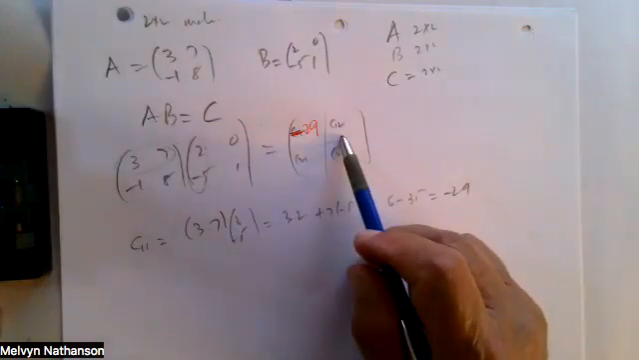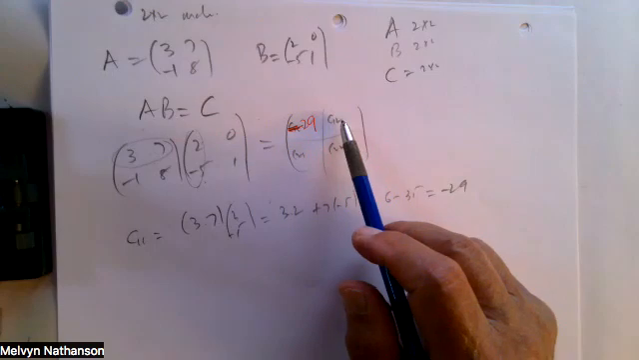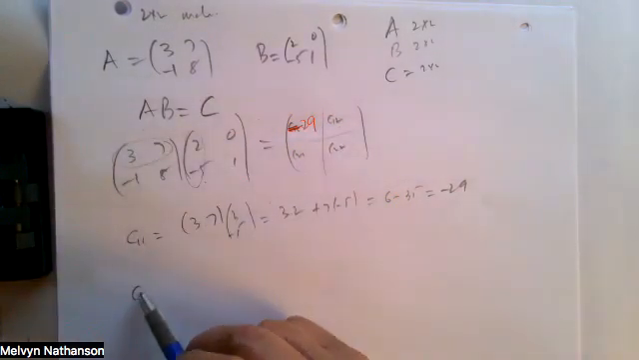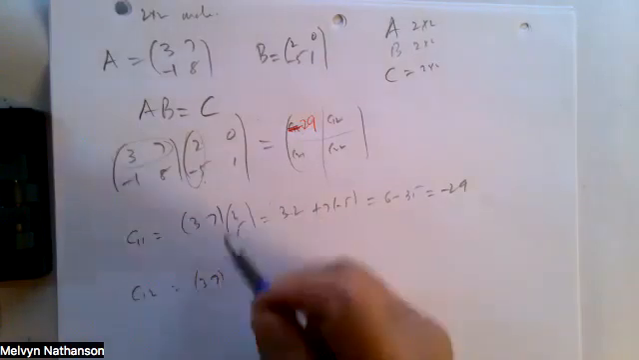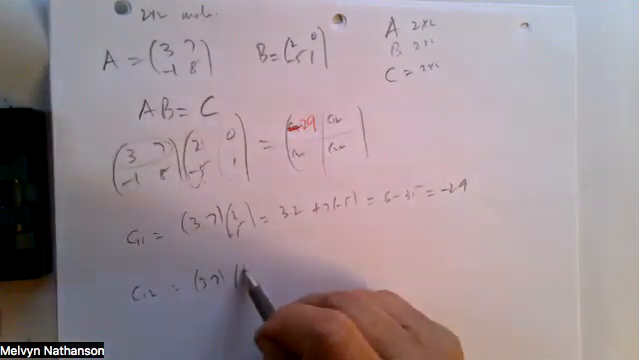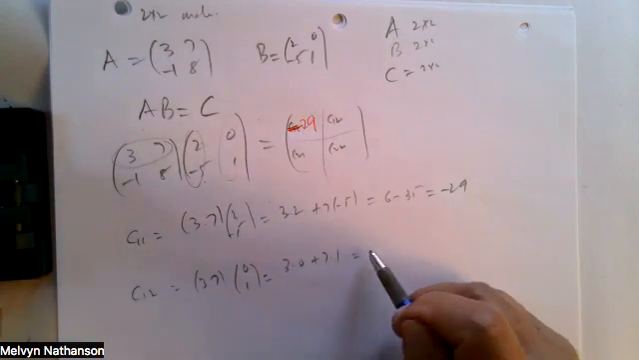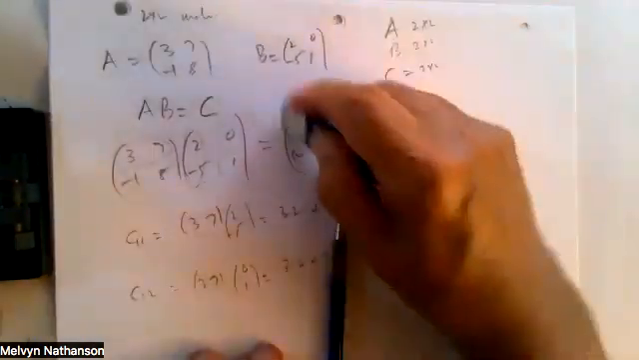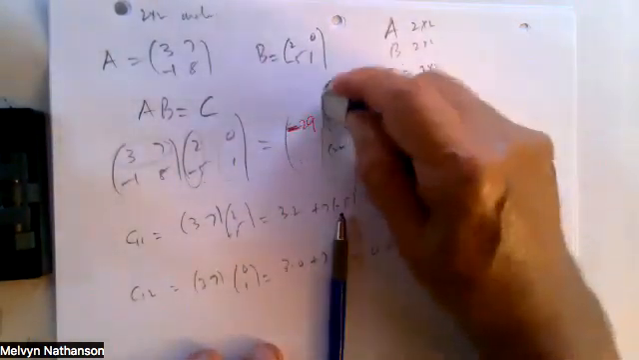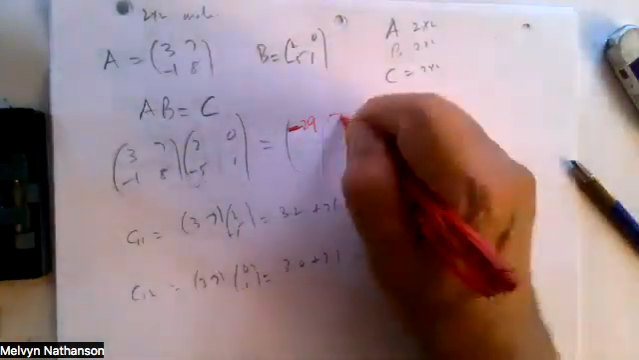What is C12? What number goes into the first row, second column of the product? C12 is the first row of A times the second column of B. So that's 3 times 0 plus 7 times 1. That's 0 plus 7, that's 7. So the number that goes in here is 7.